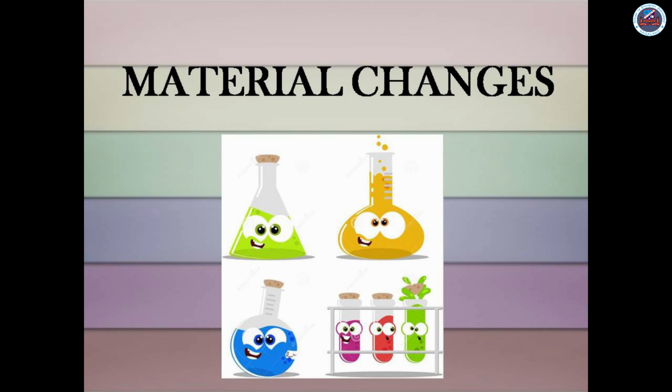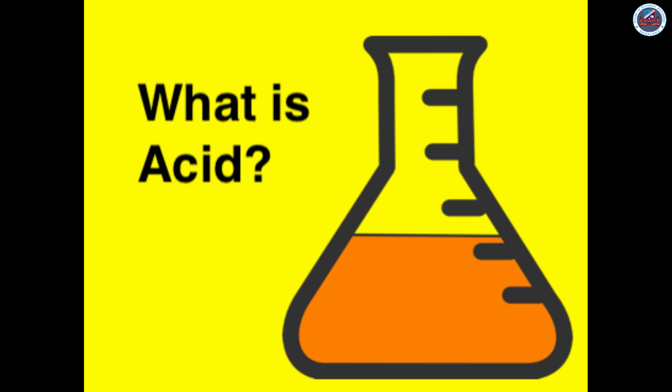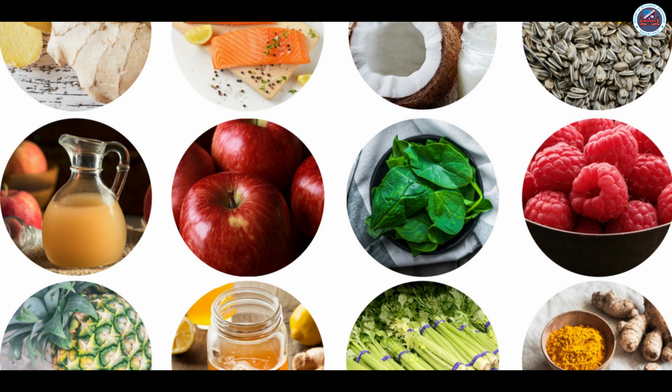Today we will start the chapter Material Changes. The first topic is acids and alkalis. You must have heard about acids, but do you know what acids are? Many things contain acids. There are acids in the food that we eat and drink as well.